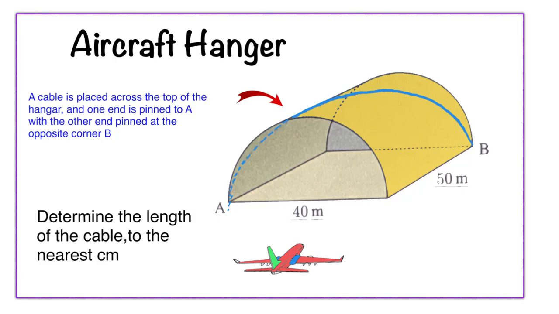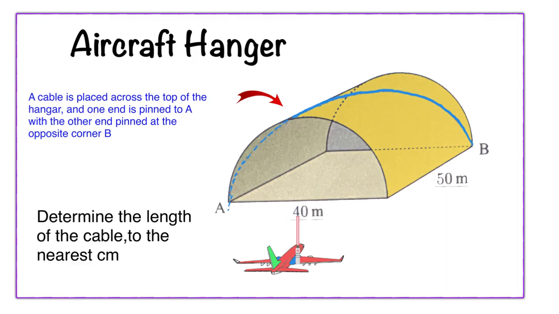This problem relates to an aircraft hangar. Here we have a cable in blue which is placed across the top of the hangar, and one end is pinned to A here and the other is pinned in the opposite direction corner to B, and we're to determine the length of the cable to the nearest centimeter.